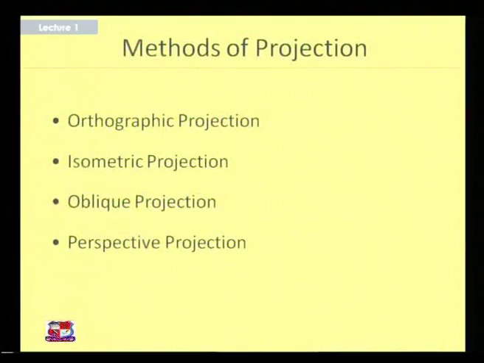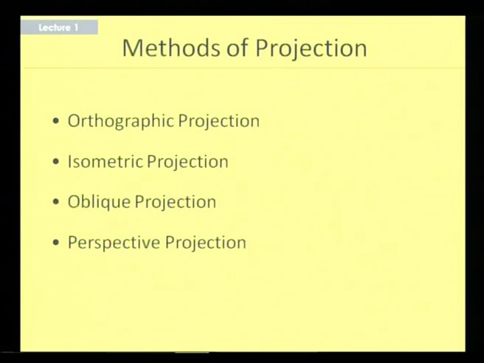Now we will see in the next slide the methods of projection. In the first slide we studied the meaning of projection. Now there are different methods of projection. The first one is orthographic projection, which we will study in detail in this lecture. The other types of projection are isometric projection, oblique projection and perspective projection. We will see the introductory part of all these methods of projection.